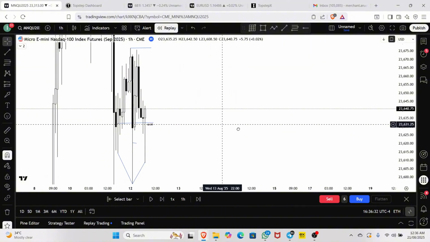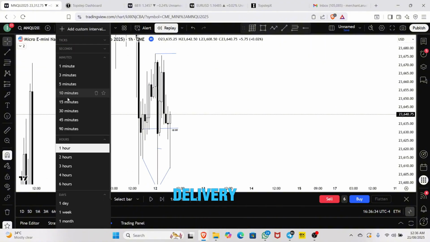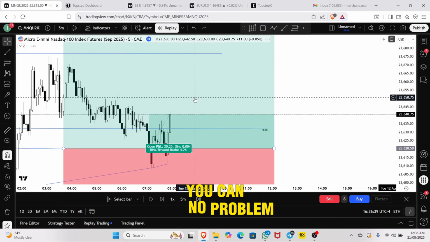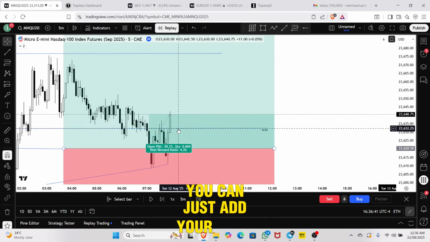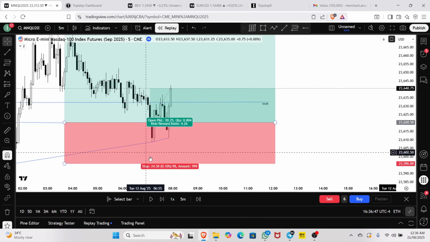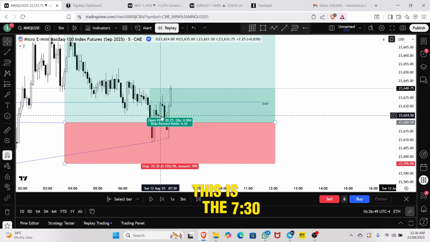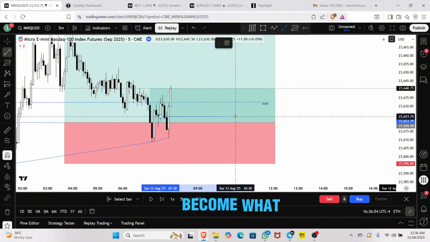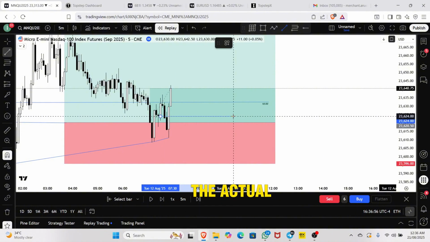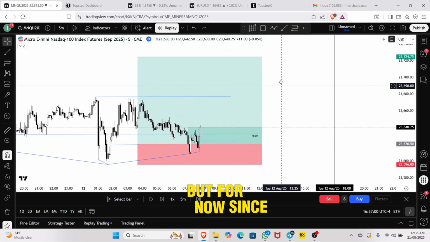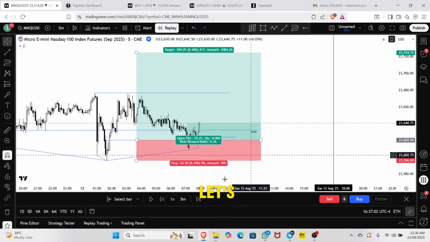Okay, CRT, change in the state of delivery, want to trade anything, you can, no problem. Here you can just add your positions at the support level right there, and mark out the what? This is the 730 candle. This 730 candle will later on become what? The actual support for price. But for now, since we are already in the trade, let's see how it played out.